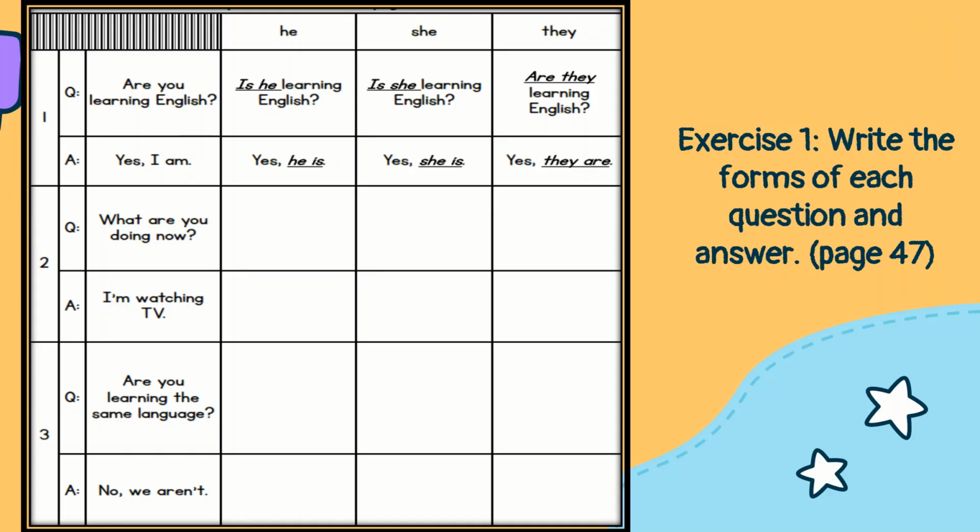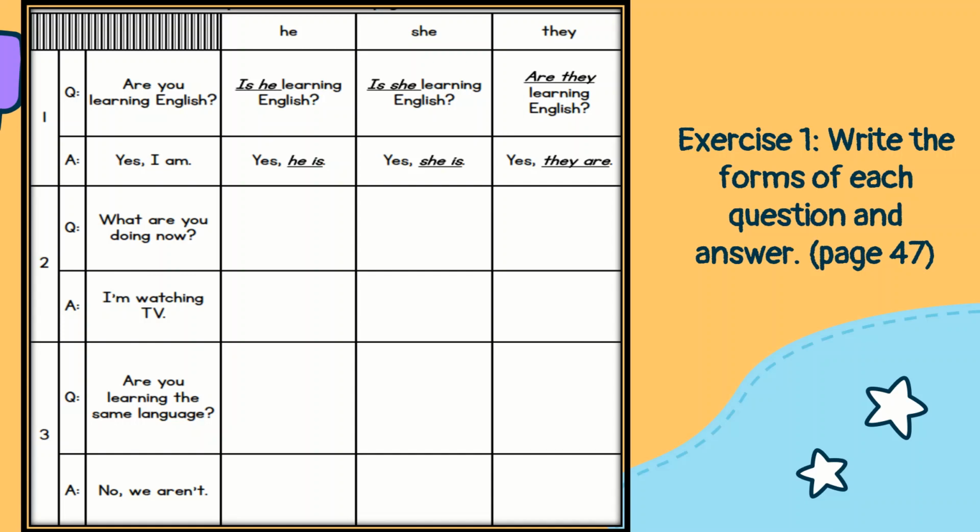Now let's look at exercise 1. Write the forms of each question and answer. The question and answer are given for the first question. So follow the subject. If the subject is he, your question and answers must follow using the subject he. If it is she, follow she, and they, we follow they.